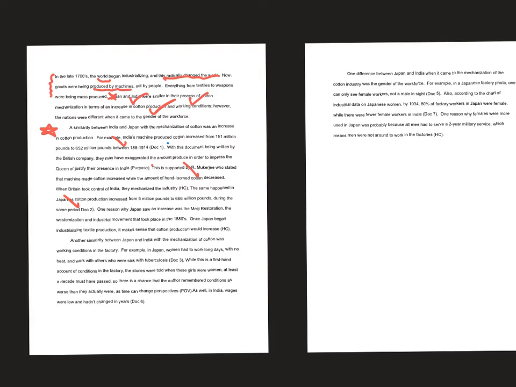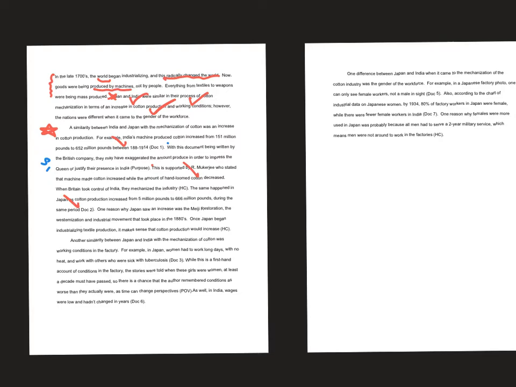This would definitely count for purpose. They've told me what the purpose is, okay, to tell the amount of produce, or amount of production, but then they've also told me why, to impress the Queen or justify their presence in India. So they've told me what the purpose is and why they had that purpose. That would count for sourcing number 1.